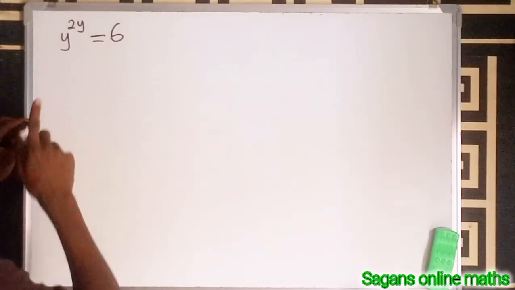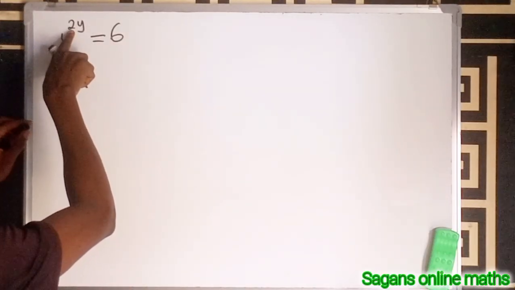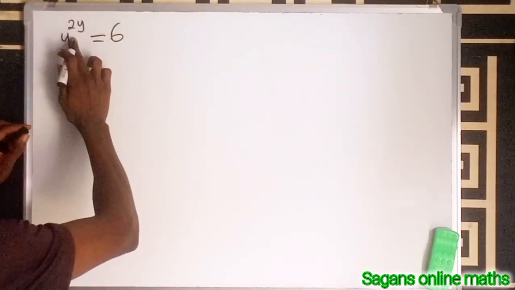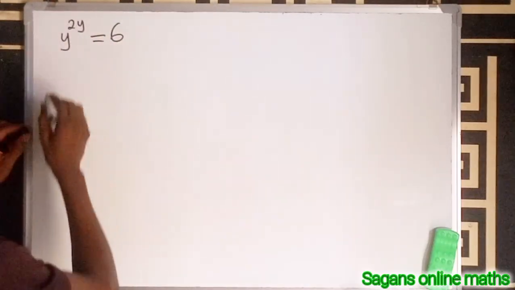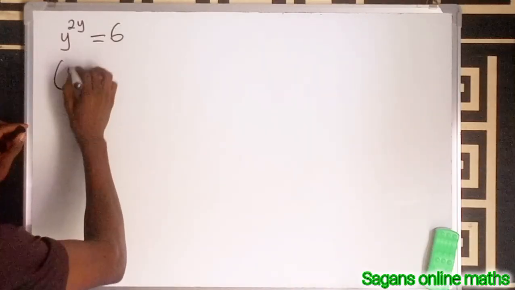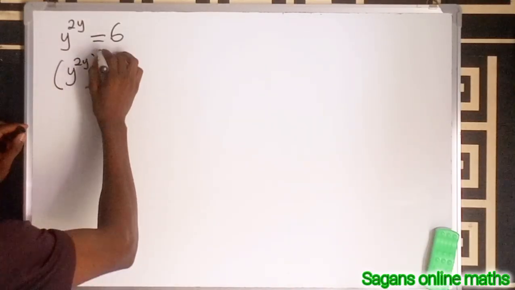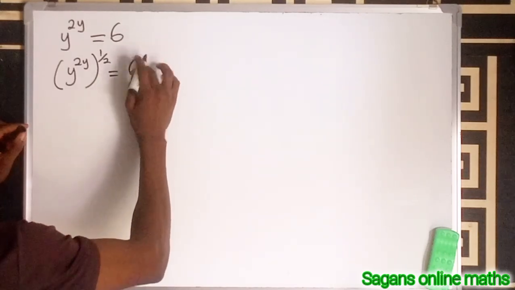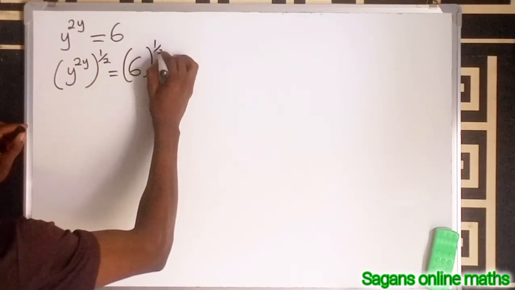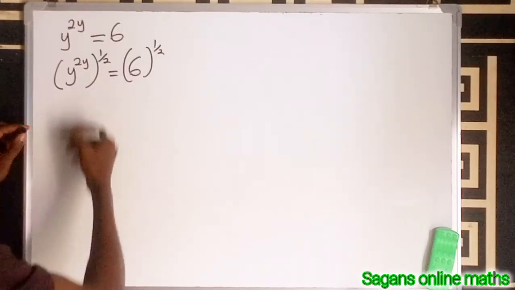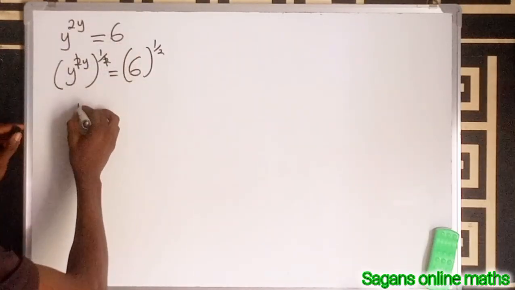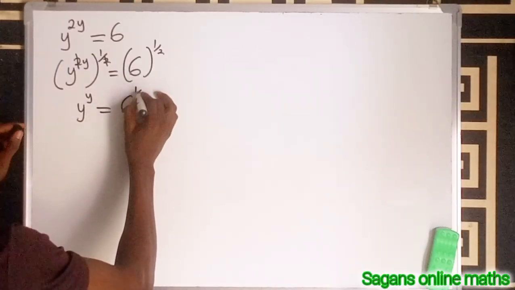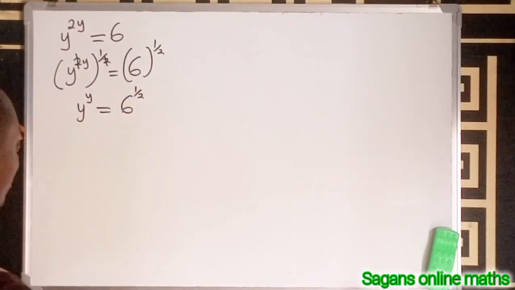Our first step is to remove this 2 from here. For us to remove it, we have to raise both sides to the power of 1 over 2. So y to the power of 2y, raised to the power of 1 over 2, is equal to 6 to the power of 1 over 2, because we are raising both sides to the power of 1 over 2, so that this will cancel out this. We see that y to the power of y is equal to 6 to the power of 1 over 2. That's our first step.